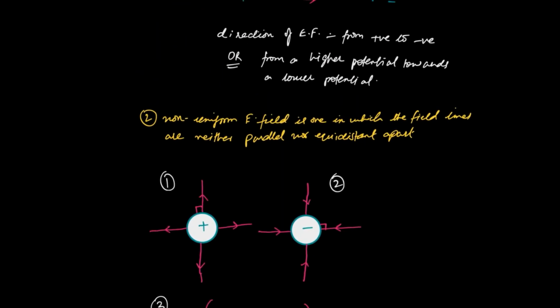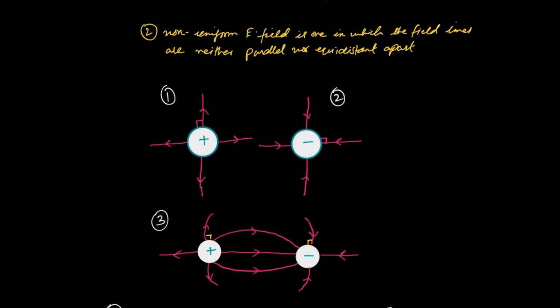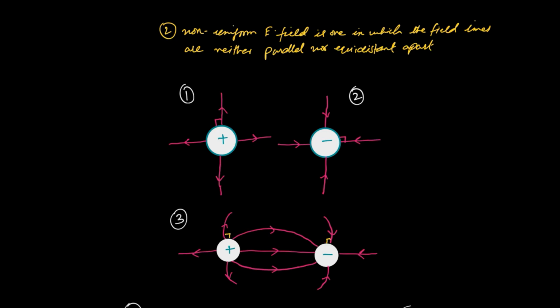The second type of electric field was the non-uniform electric field. A non-uniform electric field is one in which the field lines are neither parallel nor equidistant apart. The example which I gave above to represent why there were curved lines in the uniform electric field, where I represented these charges, is a specific example of a non-uniform electric field. You can see that this line is going here, here, and here. So these are not parallel, nor are they equidistant apart.